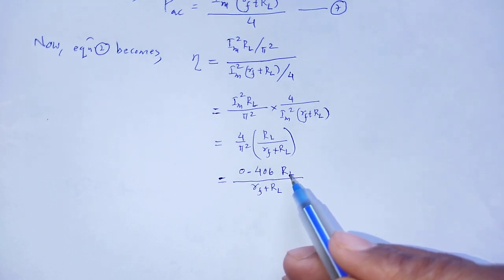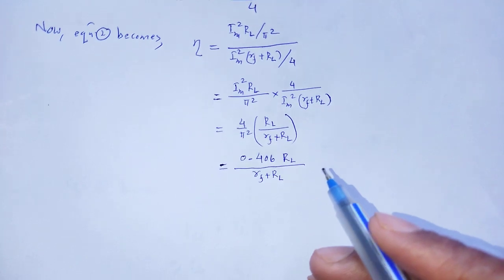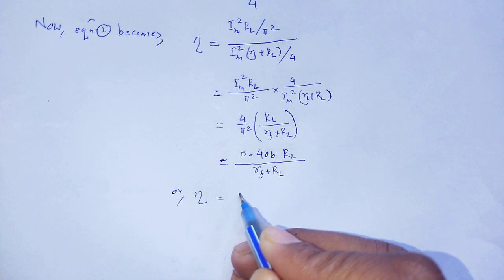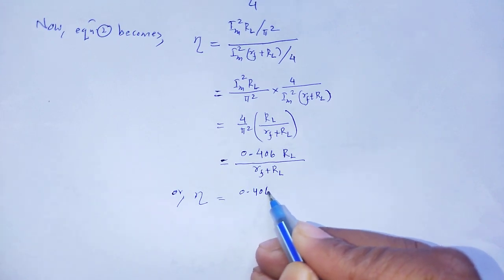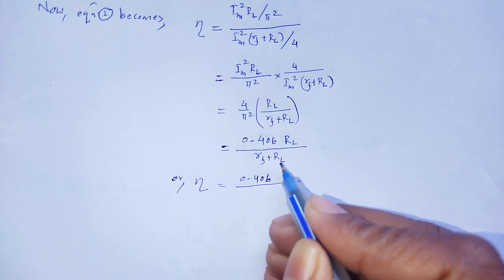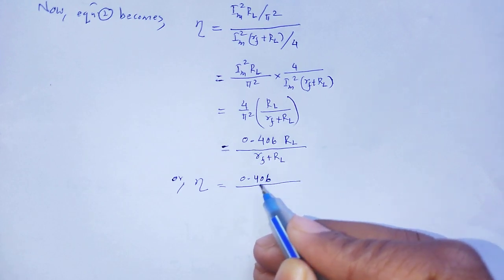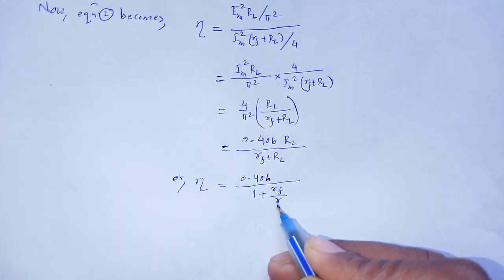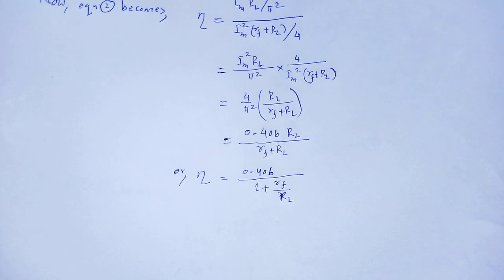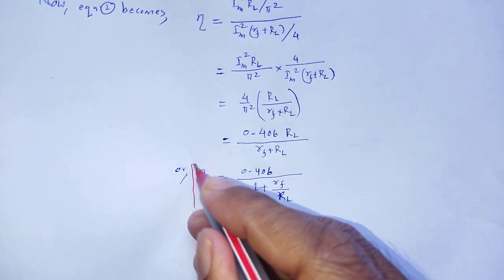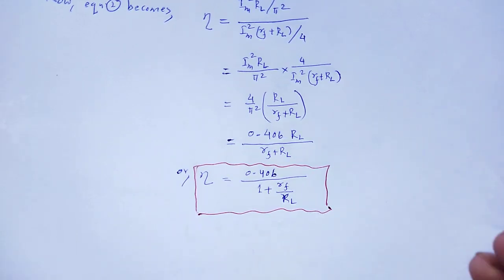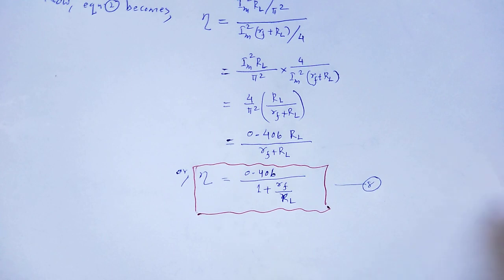Dividing both numerator and denominator by RL, we obtain efficiency eta is equal to 0.406 divided by 1 plus Rf divided by RL. That is the efficiency, equation number 8.